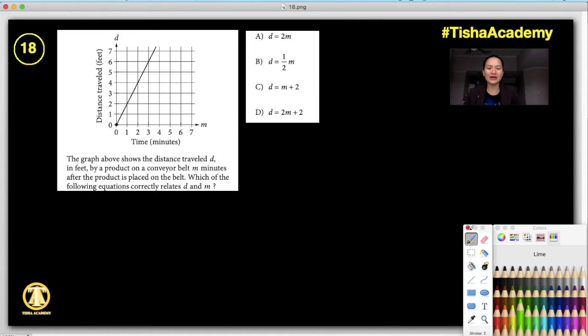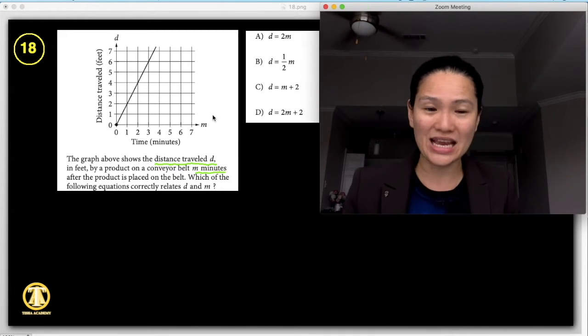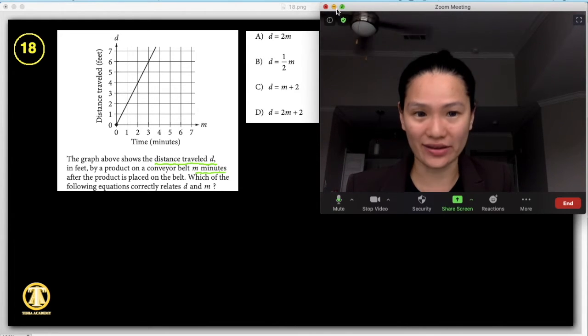Okay, from here, they said that the graph above shows the distance d. So this one is d, in feet, that means the distance of traveling in feet, by a product on a conveyor belt m minutes. So they put the time as m. Normally, when you do this kind of question, you might be familiar with them putting the time as t, but the variable can be anything. You just need to understand the concept.